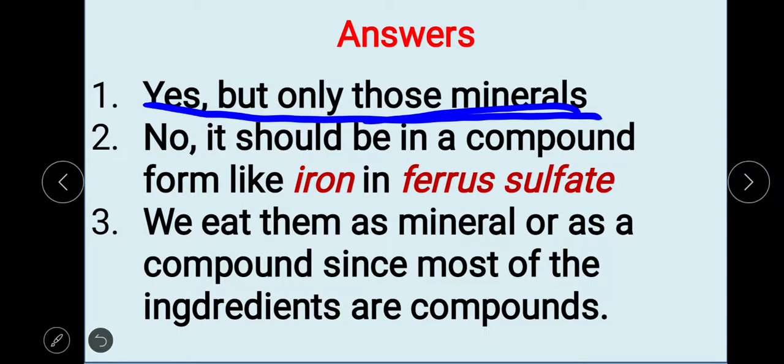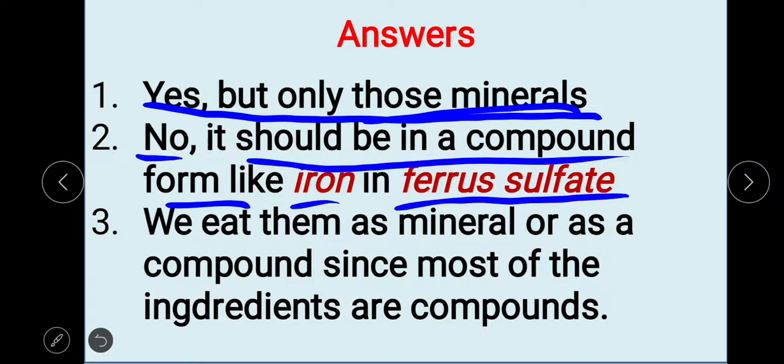Question number 2, are we eating these elements alone by themselves? No, the answer is no, because it should be in a compound form, like iron in ferrous sulfate. An example of that is minerals. A mineral is a compound formed by mixing or combining two or more elements together. They are eaten. And by the way, minerals are very important for our body. These are the elements that are important for us to live, as supplements.